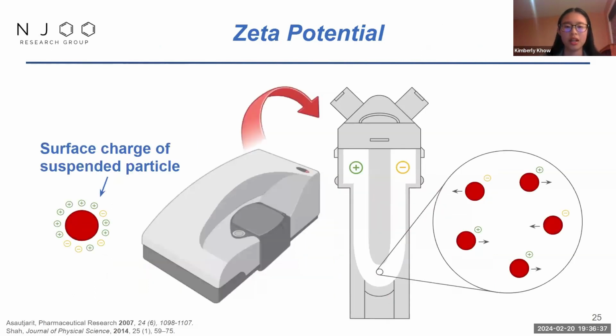Okay, but on top of DLS, we also measured zeta potential. Zeta potential measures the surface charge of your particle. How the instrument measures zeta potential is by looking at how far the particles in your solution or sample travel when exposed to these 2 electrodes. So let's say you have a particle that has a positive surface charge. It would migrate towards the negatively charged electrode, and the instrument can use this to calculate the relative surface charge.